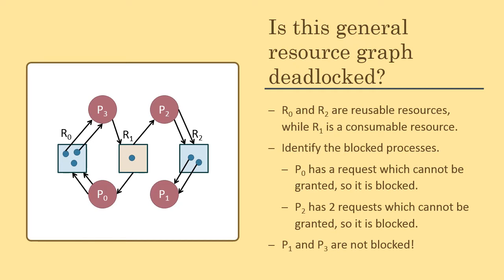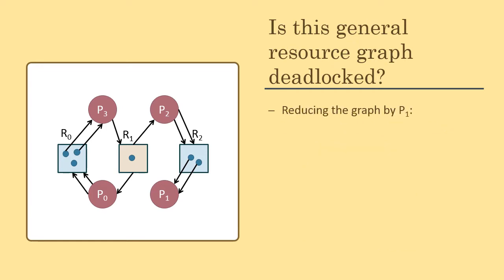P1 and P3 are not blocked. So we can choose to reduce the graph by either P1 or P3. Reducing the graph by P1. P1 releases all its allocated resources. Remember, R2 is a reusable resource.